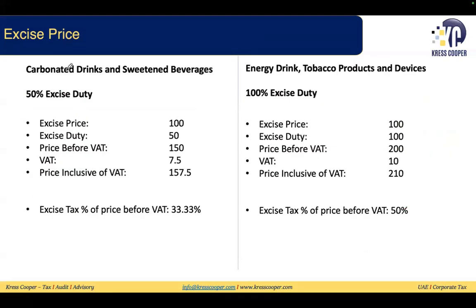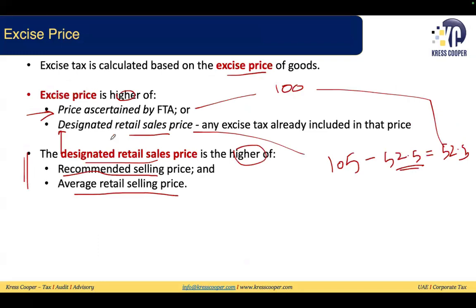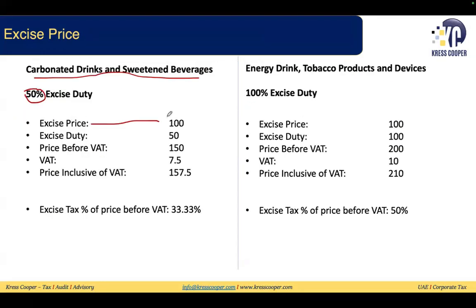Just look at this excise price. This is for carbonated drinks and sweetened beverages. As per law, excise duty is 50% on carbonated drinks and sweetened beverages, which we will discuss. We have learned in the previous three slides how to calculate the excise price. I am assuming the excise price is 100. Excise duty is 50, because it is applicable on the excise price. Price before VAT will be 150. VAT will be 7.5.